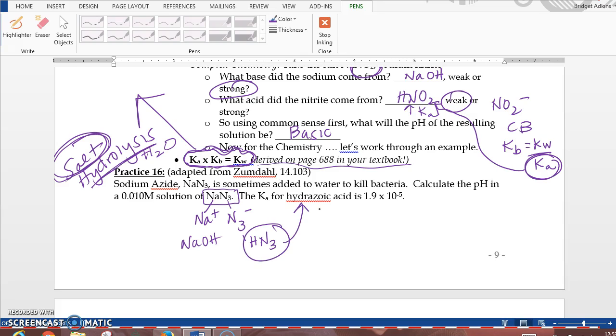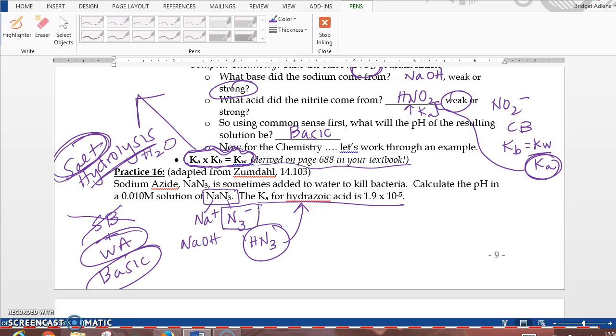And if you didn't know that, then you can think, oh, well, look, they gave me a Ka, so obviously this thing has something to do with hydrazoic acid. So let's back up a little bit. If we've got a strong base and we're mixing it with a weak acid, your prediction for pH would probably be basic. And that is absolutely right. But does it have anything to do with the strong base? The answer is no. It has to do with the weak acid, and more specifically, the conjugate of that weak acid. So this conjugate is going to undergo salt hydrolysis.